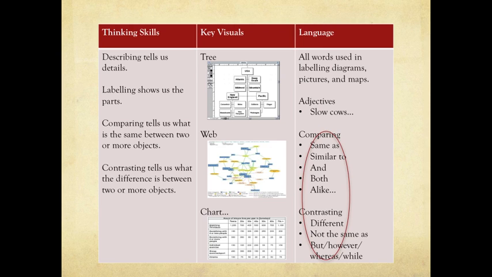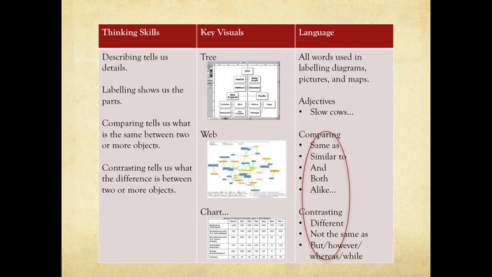We can realize description. There are some key visuals that we can use to help us organize the knowledge. We can use trees, and we can use webs, where all the knowledge is linked together, or we can use a chart to organize this thinking, this knowledge. And when you organize this knowledge in your mind, or you draw up a chart, you need to put that into words, into writing. So there is some language we need to use.